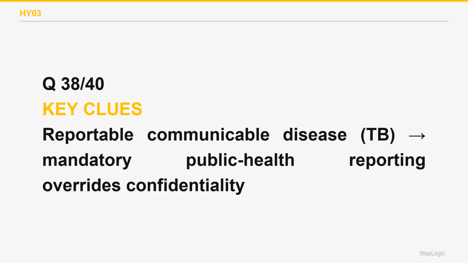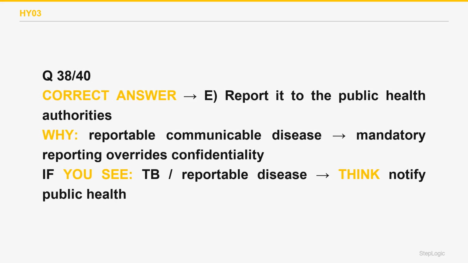Certain communicable diseases, including active tuberculosis, are legally reportable to public health authorities to protect the community. This mandatory reporting overrides patient confidentiality and does not require the patient's consent. The duty to protect public health outweighs the individual's wish for privacy here. The correct answer is E.